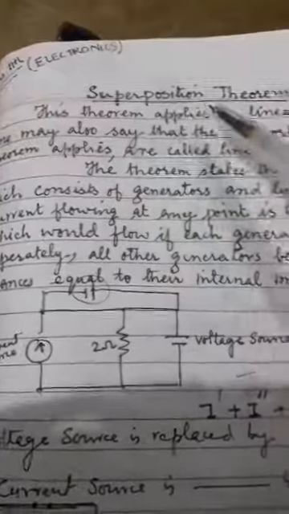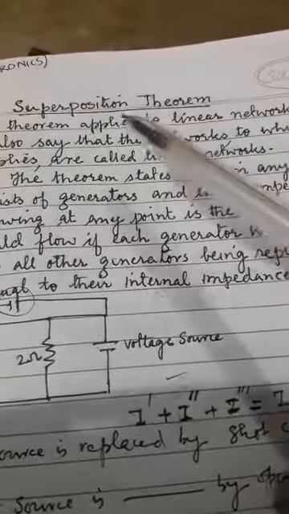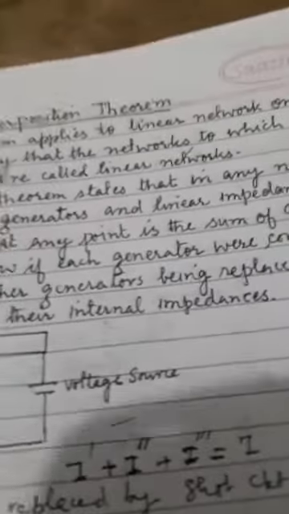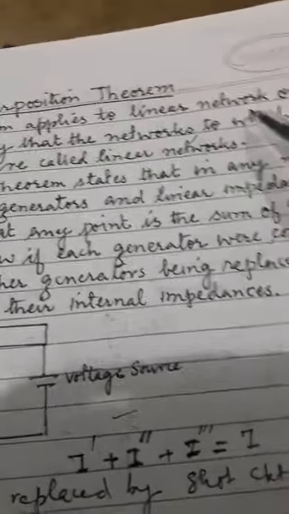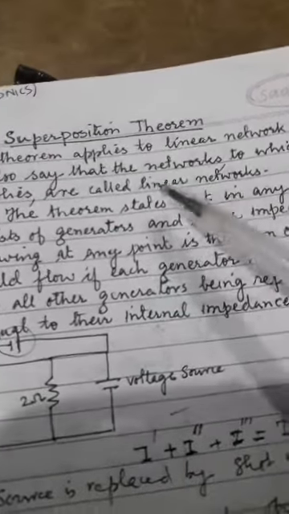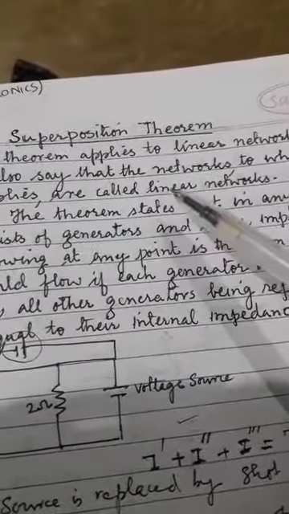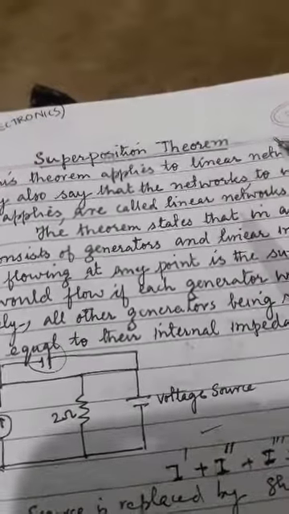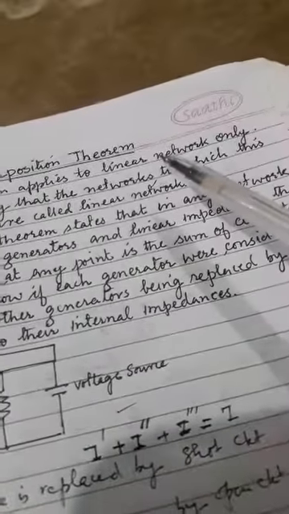The theorem says this theorem applies to linear networks only. Linear network means the type of circuit we are considering, where resistors, capacitors, and inductors are constant with respect to voltage and time. Those circuits are known as linear network circuits.